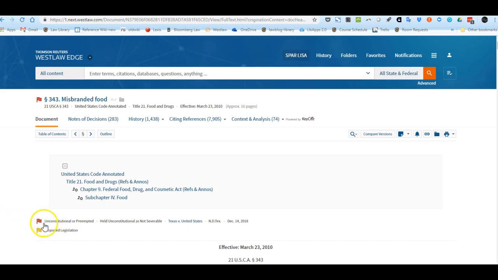So here's this red flag. It's saying unconstitutional or preempted. So that makes sense. It sounds like this is no longer good law. It's held unconstitutional and not severable, and it gives you a reference to a case. So the first thing you want to notice is, okay, this case is from the Northern District of Texas. Does this case apply all over the country, because this is a federal statute?